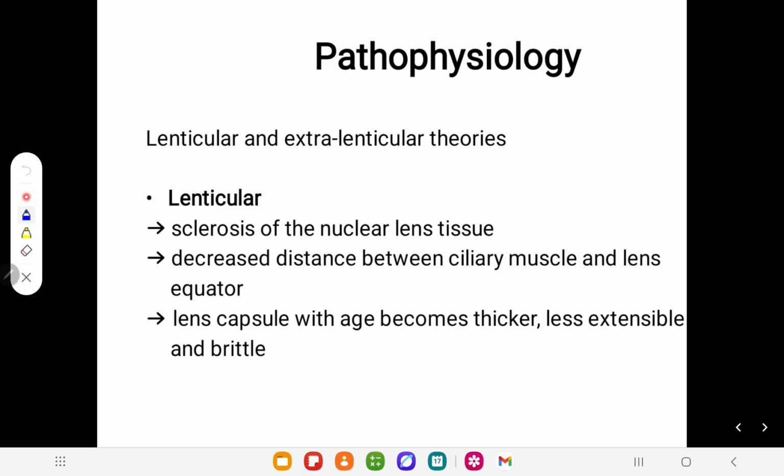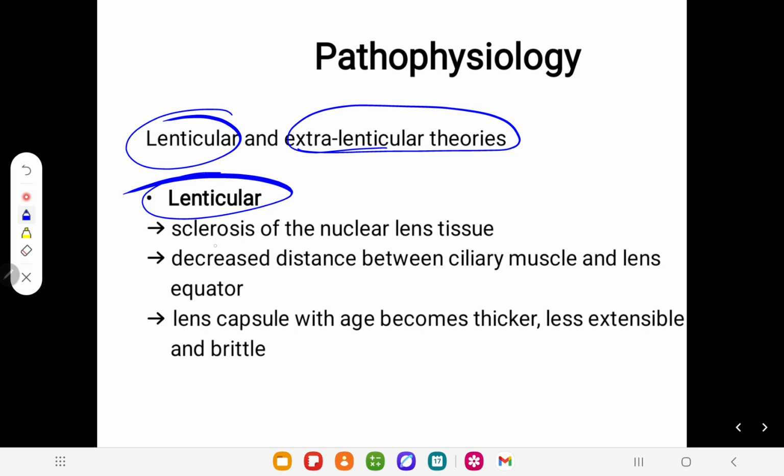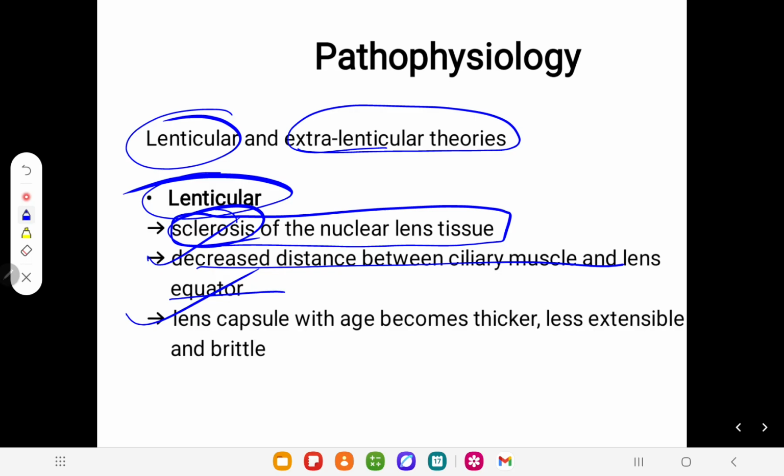So in terms of pathophysiology, why presbyopia happens, there are two theories. One theory is related to the lens, the lenticular theory. The other is the extralenticular theory, related for example to the ciliary body, zonules and so on. In the lenticular theory, the very famous theory is sclerosis of the nuclear lens tissue, which means the crystalline lens becomes sclerosed and hardened. Another theory is a decrease in the distance between the ciliary muscle and the lens equator. Another concept is that the lens capsule with age becomes thicker, less extensible and brittle.